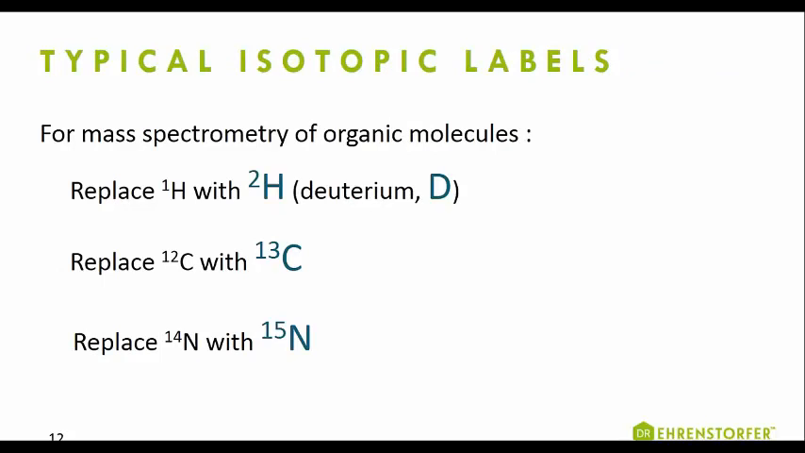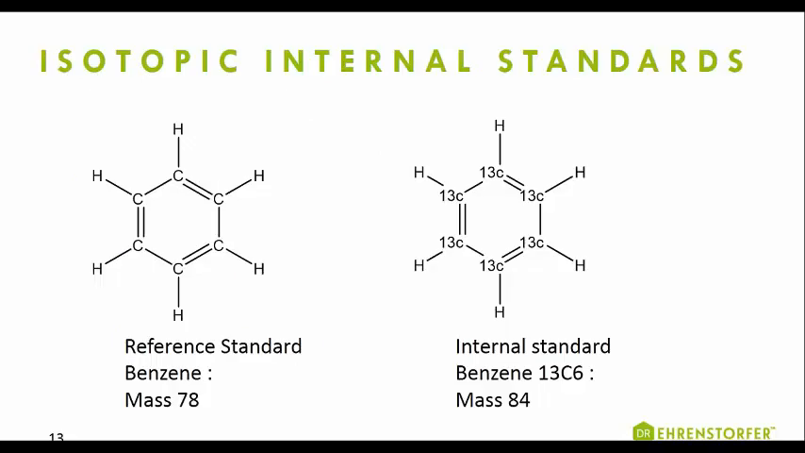Typically, these are synthesized using either deuterium, carbon-13 or nitrogen-15, depending on the molecule. Either some or all of the atoms can be substituted with their matching isotope. So, for example, a reference standard of benzene has a mass of 78. If you substituted all of the carbons with carbon-13, you'd produce a benzene reference standard, an isotopic internal standard, that was identical in all respects other than it had a mass of 84.